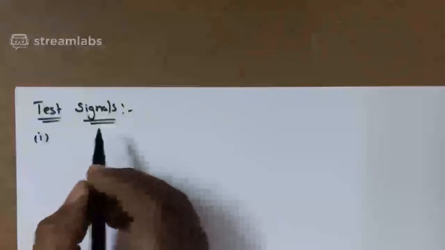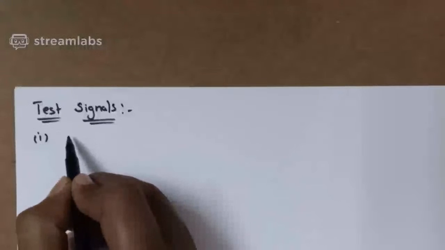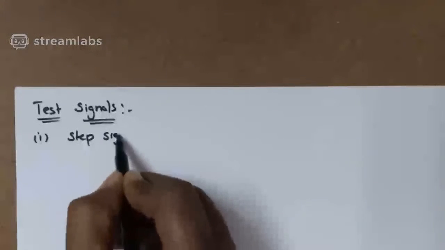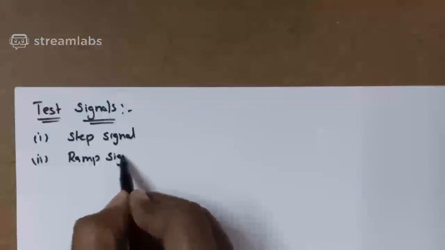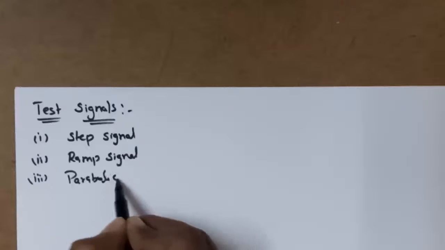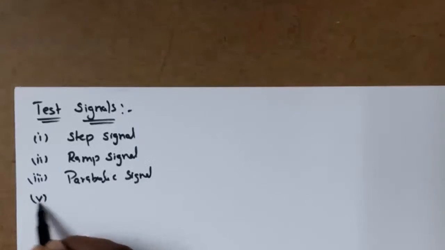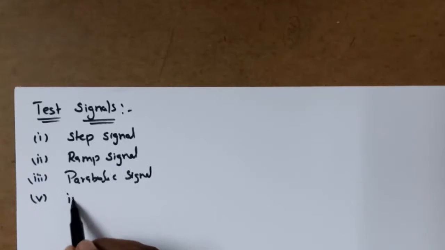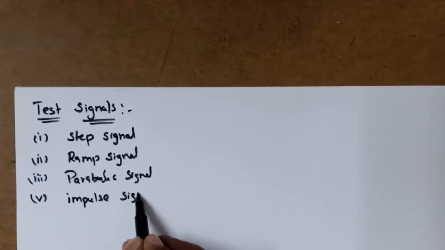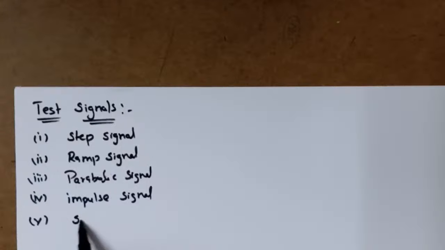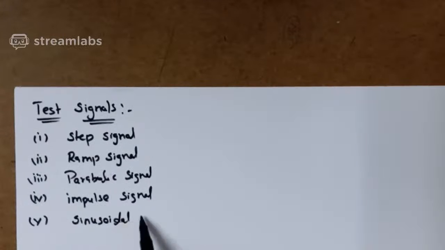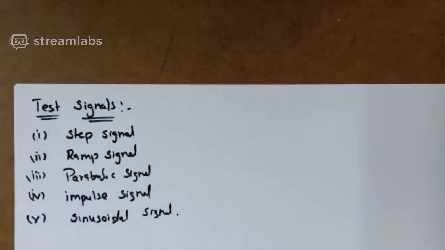There are five types of signals. First one is the step signal, second one is the ramp signal, third one is the parabolic signal, and fifth one is the impulse signal, and the last one is the sinusoidal signal. Okay.